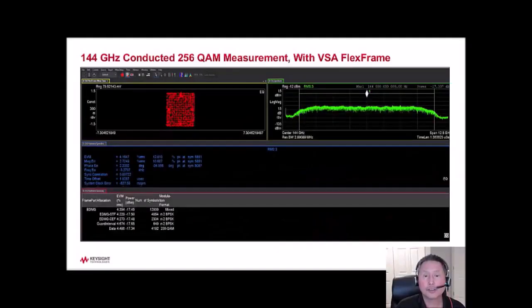In contrast, this shows a successful demodulation of the 256 QAM signal with 10 GHz occupied bandwidth at 144 GHz using VSA Flex Frame on the 6G testbed. Flex Frame can analyze very high order modulation formats at sub-terahertz frequencies with wide bandwidths robustly in low SNR environments using preamble and pilot-aided synchronization and channel estimation.